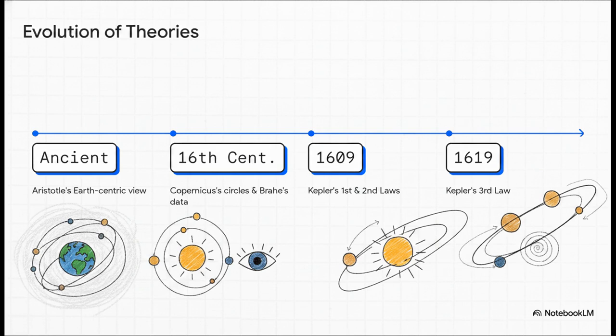Enter Tycho Brahe. This guy made incredibly accurate observations of planetary positions, and get this, completely without telescopes. Johannes Kepler then spent years crunching Brahe's raw data and finally realized, wait a minute, these paths aren't circles at all. That massive breakthrough led to his first and second laws in 1609 and his third law in 1619.